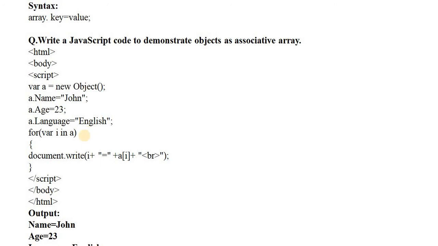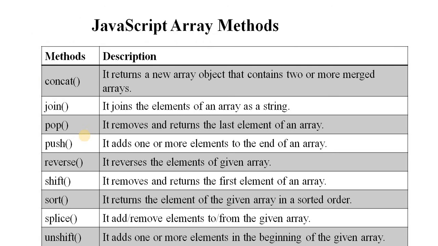Next are the JavaScript array methods, or methods of an array object. Let us see the list of array object methods with their description. Let us see the description of each and every method. First of all, the concat method. It returns a new array object that contains two or more merged arrays. Next is the join method. It joins the elements of an array as a string.